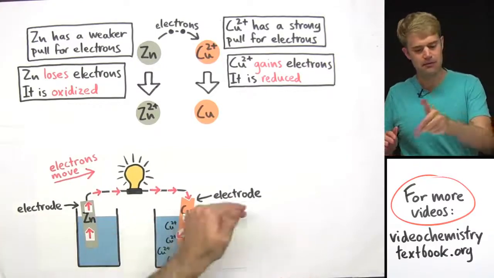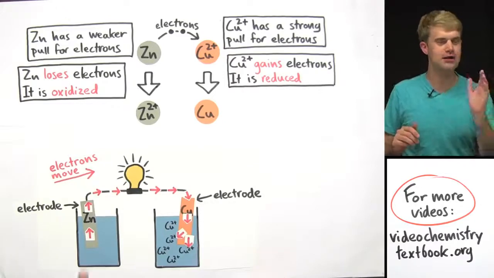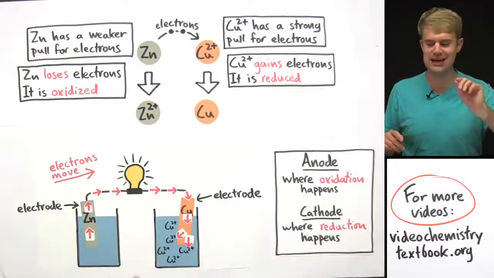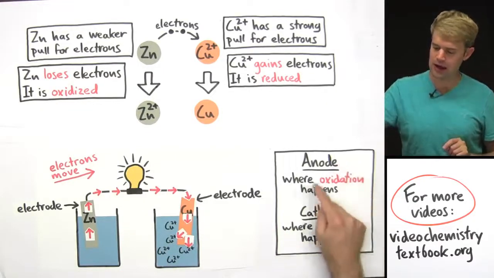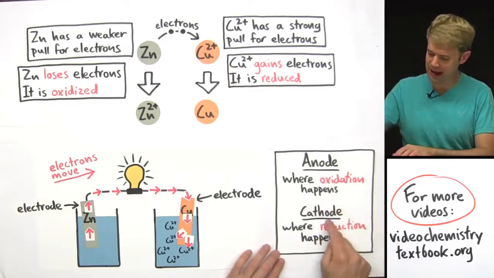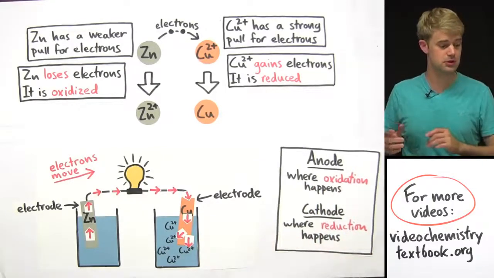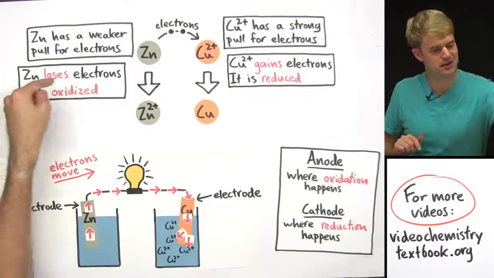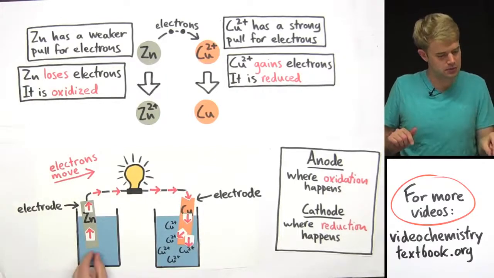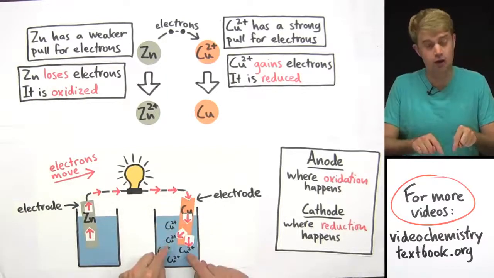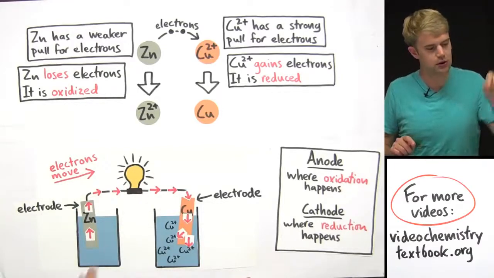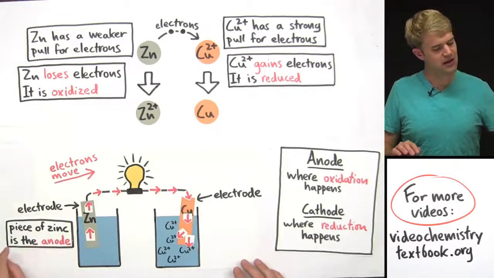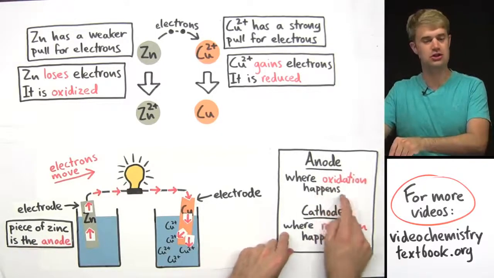And now we can name these electrodes based on whether oxidation or reduction is happening there. Okay, here are two words that we use all the time in electrochemistry. The anode is where oxidation happens, and the cathode is where reduction happens. So let's look at what's going on here. Okay, we got zinc. What's going on with the zinc? Well, we know that zinc is losing electrons. It's being oxidized because the electrons are moving out of the zinc to get over here to the Cu2 plus. So the zinc is losing electrons, it's oxidized, which means that the piece of zinc here is the anode, the place where oxidation is happening.